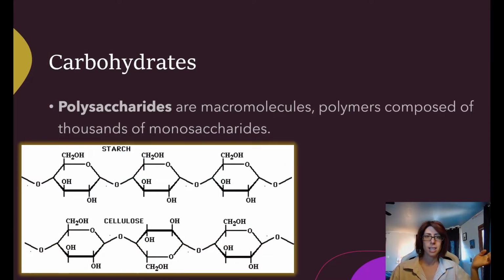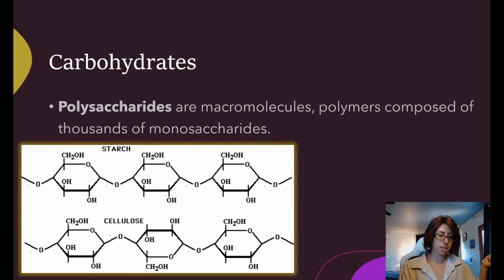Now, polysaccharides are many sugars in a chain, because poly means many. Polysaccharides are macromolecules, huge molecules. They're polymers composed of thousands, perhaps, of monosaccharides linked together by dehydration reactions. You can see starch and cellulose. Starch and cellulose are both chains of glucose.